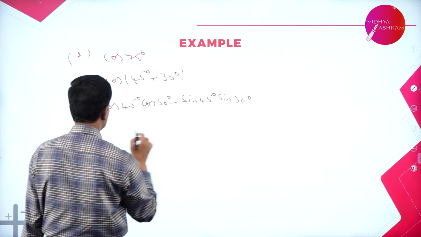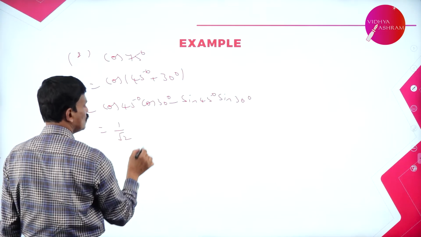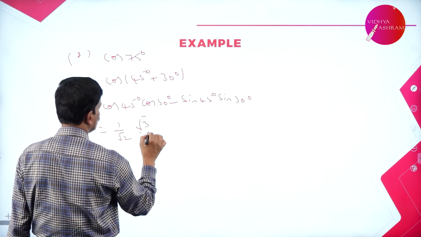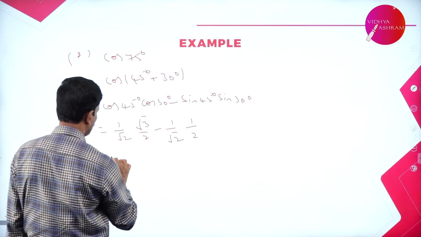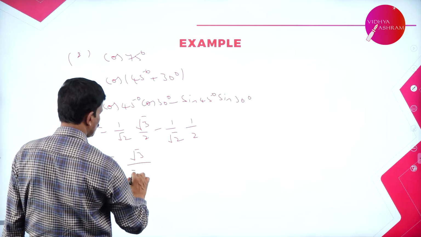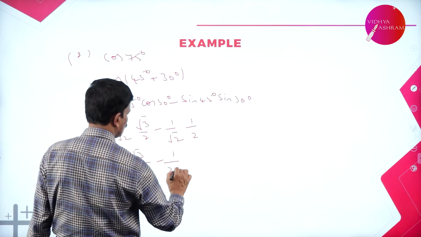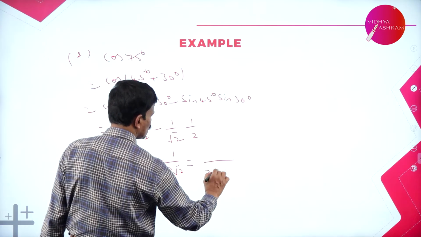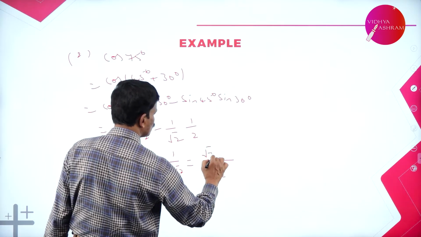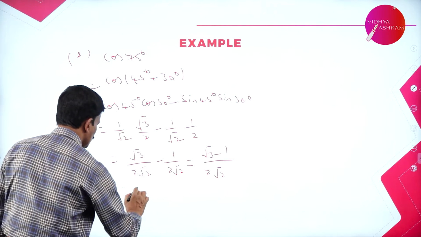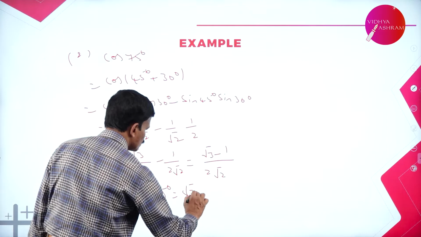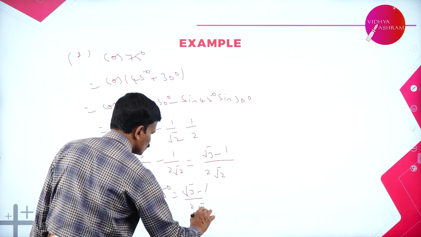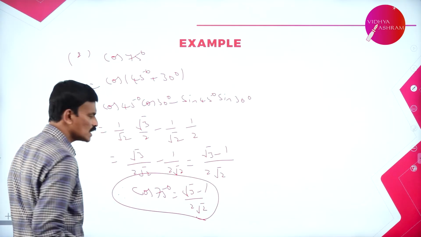So what is cos 45? 1 by root 2. What is cos 30? Root 3 by 2. What is sin 45? 1 by root 2. What is sin 30? 1 by 2. So this is root 3 by 2 root 2 minus 1 by 2 root 2. This is equal to, take LCM, 2 root 2 is the LCM, root 3 minus 1. What do you say? Therefore, cos of 75 degrees is equal to root 3 minus 1 divided by 2 root 2. This is the second one.